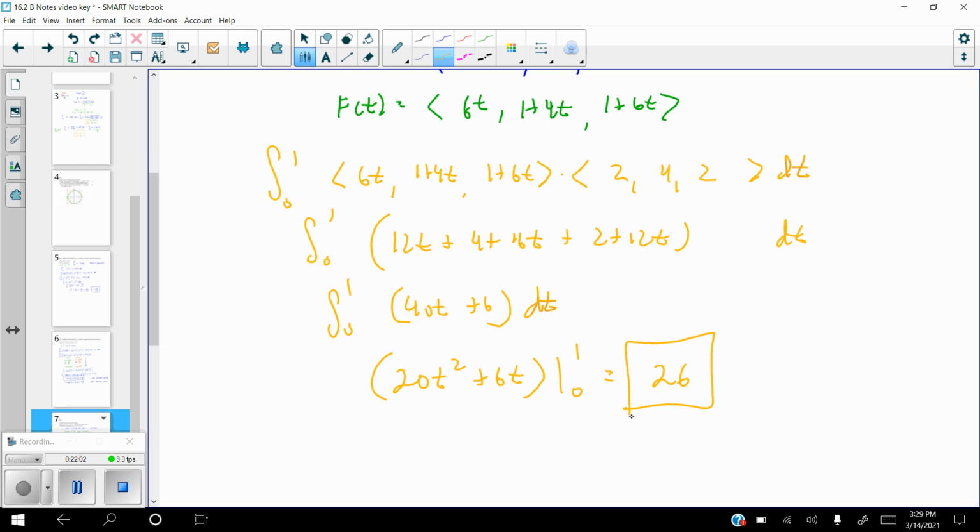All right, that is it for this section. So that should be plenty enough.